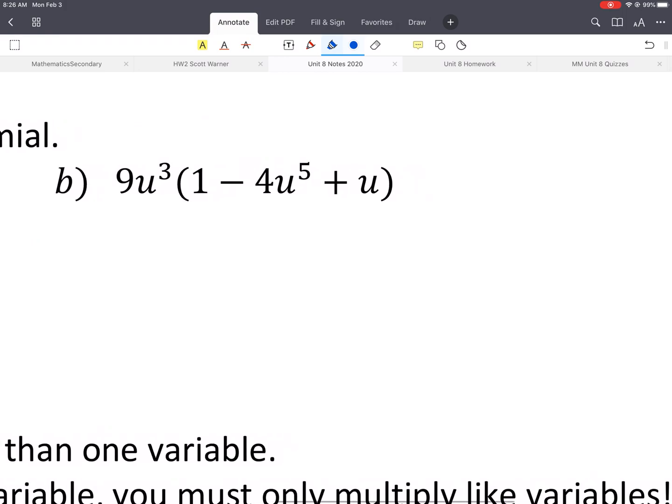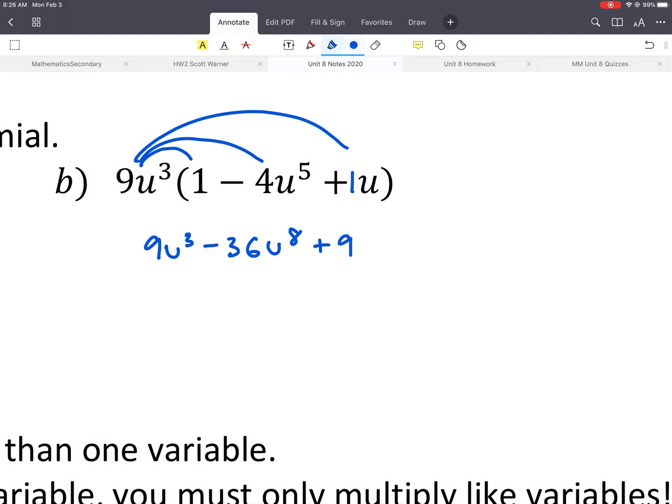Okay, so pause and see if you can do B or C. We'll distribute. That gives us 9u to the third minus 9 times 4 is 36, and u to the third times u to the fifth is u to the 8. So we just add those exponents. And then we'll distribute again. 9 times 1 is 9, so plus 9, and then u to the third times u is u to the fourth. Now notice here, these are not in highest to lowest exponents, so we just need to rewrite it as negative 36u to the 8 plus 9u to the fourth plus 9u to the third.